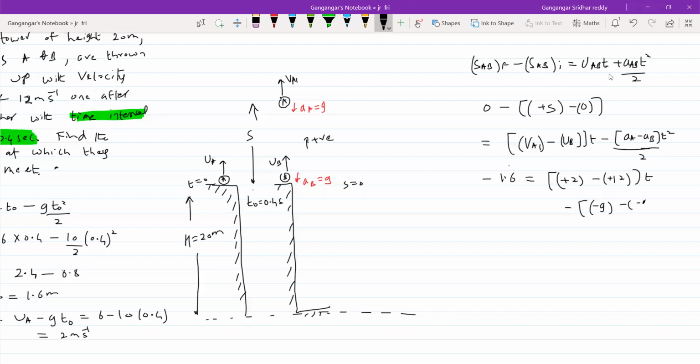Minus of G T square by 2. So minus of 1.6 equal to 2. This will be minus 10T. 8 by 50 seconds. At that particular time, we'll calculate the velocities now, VA1, so that we'll get the exact picture. VA1 minus GT. Now we are doing all this after 0.4 seconds. Then it's 8 by 50.